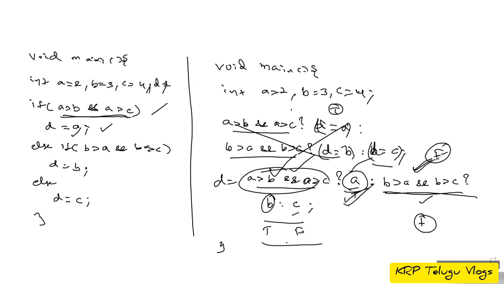Otherwise it will go here. Here it will check B greater than A and B greater than C. If it is true, it will print B. Otherwise, it will go and print C.